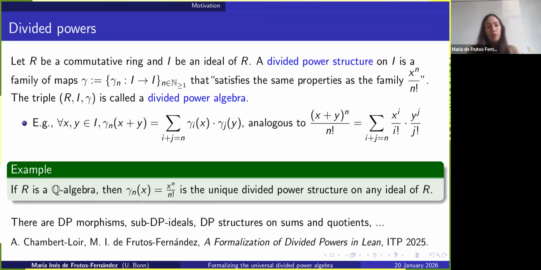We formalize this definition of divided power structure, and we also formalize a lot of the basic related theories. So we formalize the notion of divided power morphisms and sub divided power ideals. We also formalize some constructions like divided power structures on sums of ideals or on Gaussian rings. All of this is summarized in a paper that we published in ITP 2025. But today I'm not going to focus on this basic part of the theory.